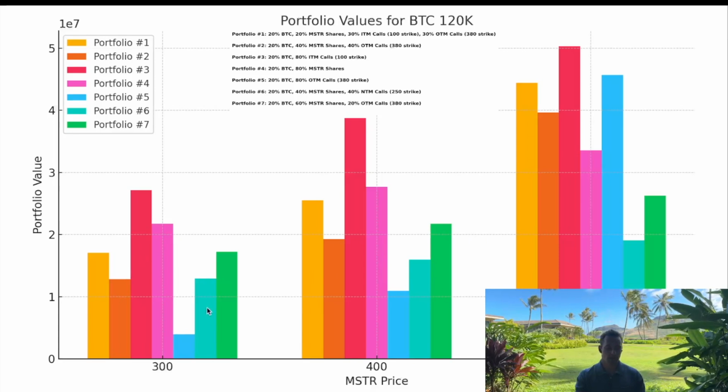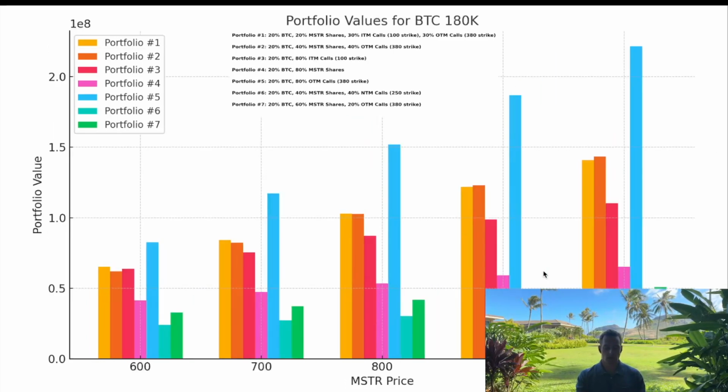Now you can see the blue portfolio, which is 80% out of the money calls, performs horrendously at these low MSTR prices because these options contracts aren't even in the money. They only start to get in the money at $380 per MSTR share, and you can see they start performing quite well at $500 per share.